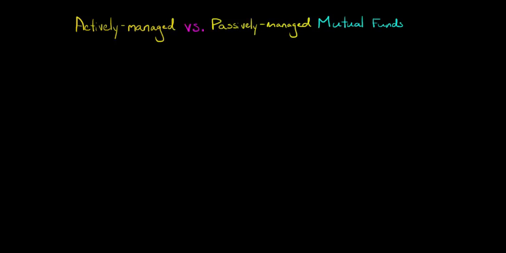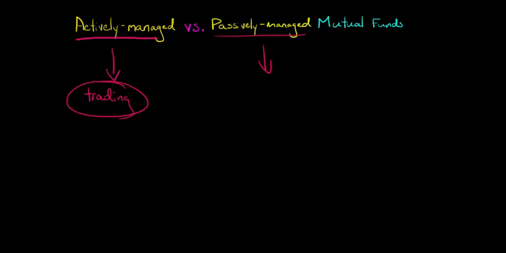In this video, we're going to talk about the difference between actively managed and passively managed mutual funds. So with actively managed mutual funds, the manager is trading stocks or bonds or whatever the securities are in the pool of investments. They're trading those on a regular basis, whereas with passively managed funds, maybe they're tracking an index or something, and so they're not trading stocks and securities regularly.